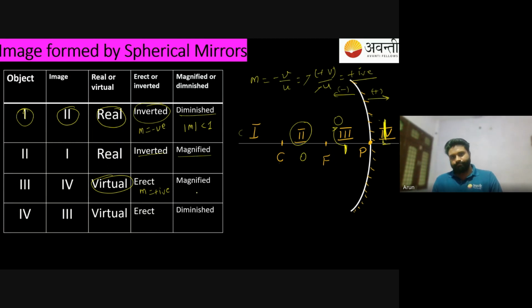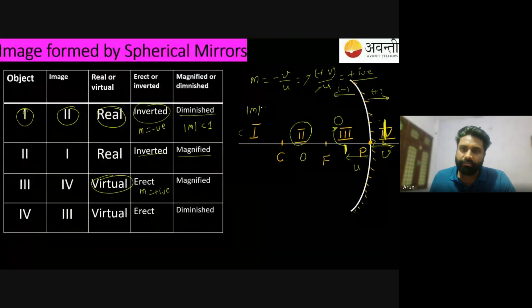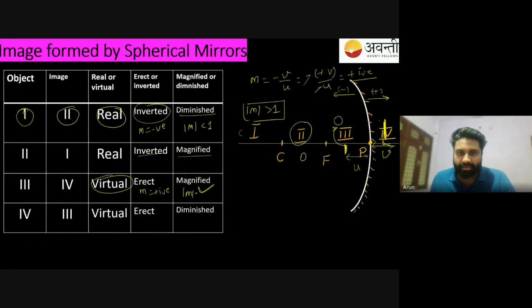Magnified image, yeah, definitely magnified होगी because in this case, this v is greater than this u, and you just have to remember this. Okay, so for this, mod of m is always greater than 1. So here the magnified image will be formed. Mod of m is greater than 1.